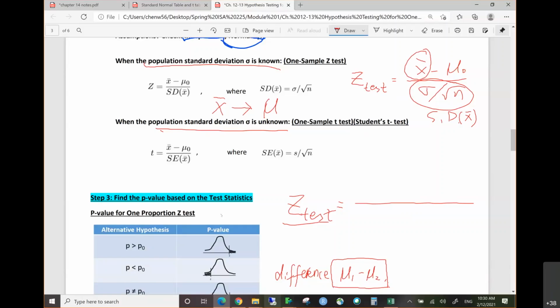I'm not sure. Not sure? Okay. Would it be the delta, the triangle? It will be the delta.